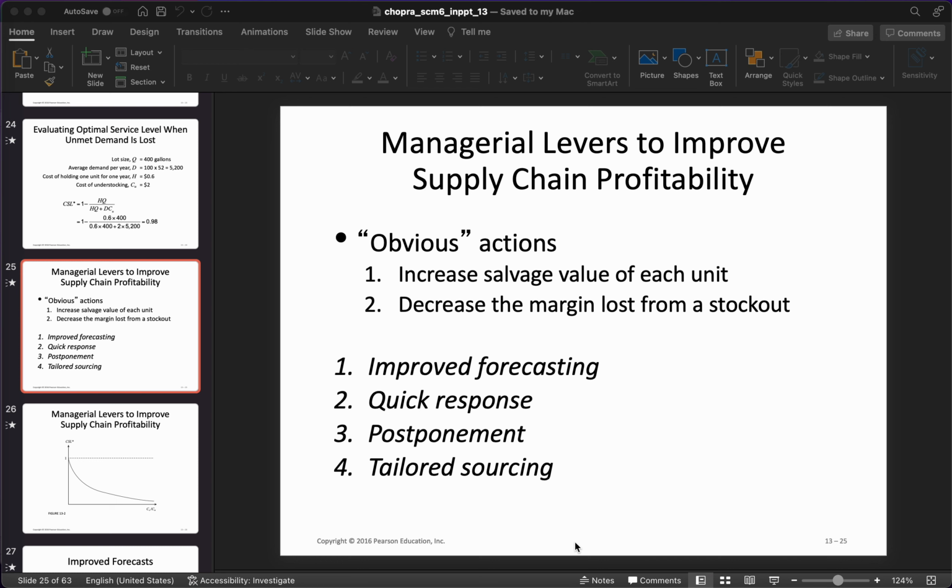Now, apart from these, there are some obvious actions that you can do, which is increase the salvage value of each unit. So if you can make more post-season, then you'll definitely improve supply chain profitability. And of course, decrease the margin loss from a stock out. Obviously, those are some very obvious things that you can do to improve supply chain profitability. But there are four other levers that you can pull to improve supply chain profitability. And in this video specifically, we'll be talking about improved forecasting. How does improved forecasting affect supply chain profitability? And what can we do about that?